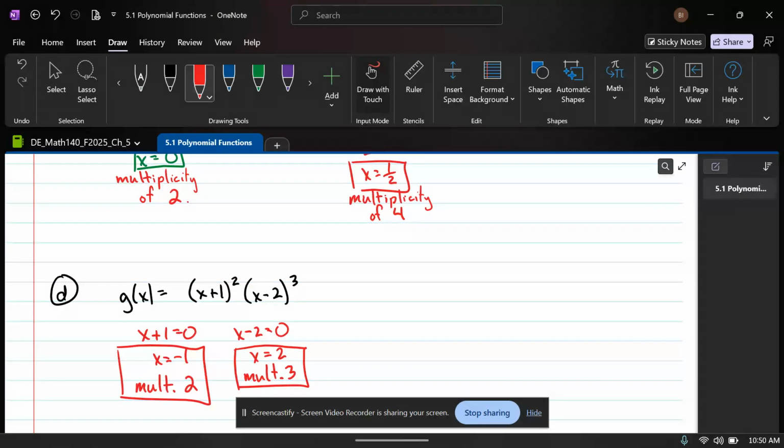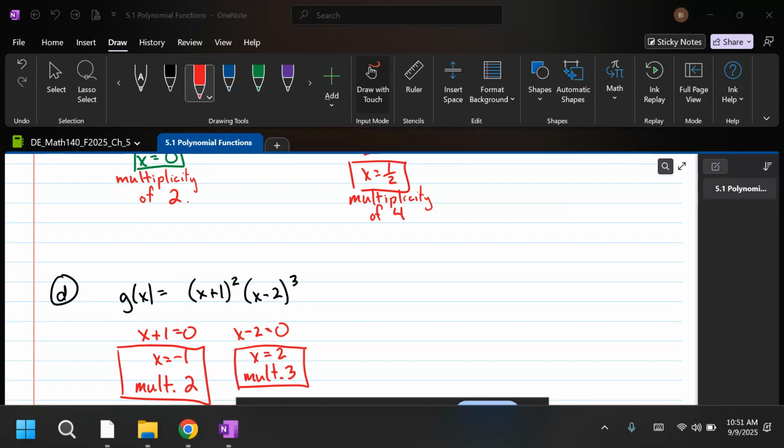The degree was 5. How many answers did I have? 5. The -1 counts twice. The 2 counts 3 times. That's a total of 5. Degree and number of answers you have always goes together. They're always the same. If you want to verify that, graph that sucker.